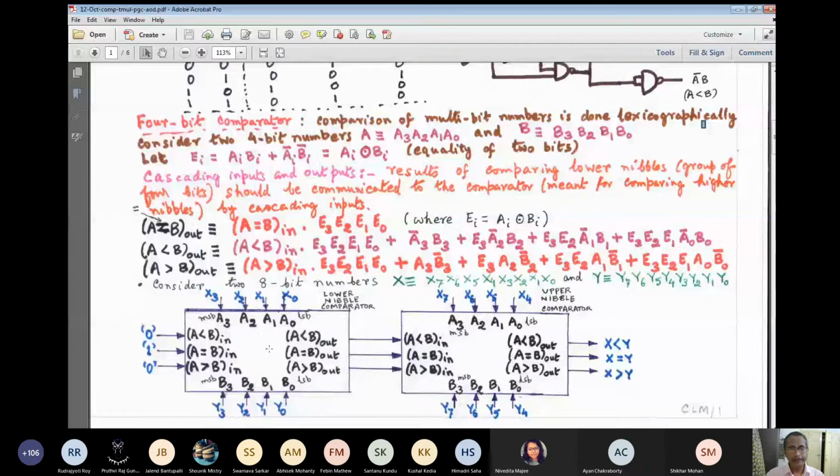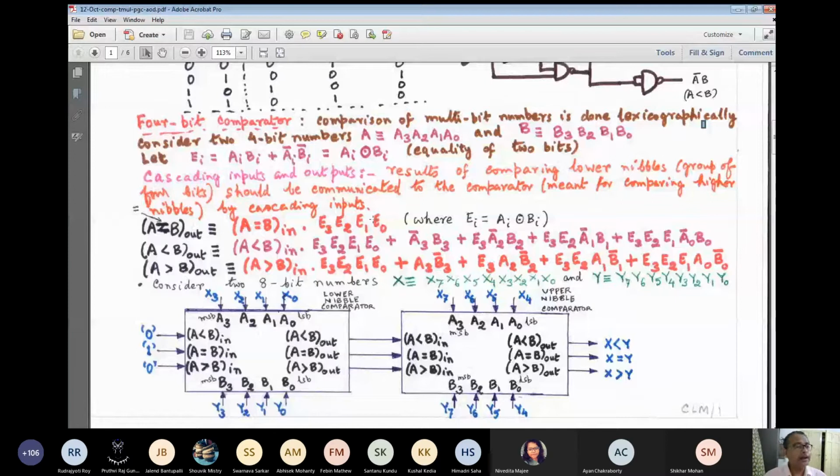So 8 nibbles will be there for a 32-bit number, all of you are sure. Nibble means it is a combination of 4 bits. So when you are comparing A0 to A31, B0 to B31, these two 32-bit numbers, we simply require 8 of this 4-bit digital comparator. Clear? Okay. Any doubt here?